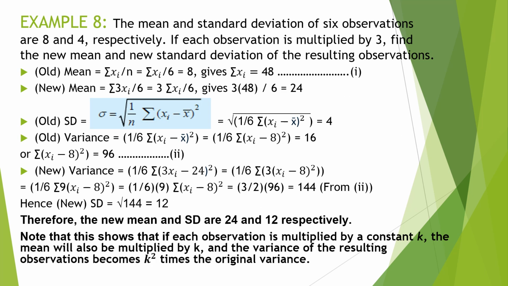Now example 8. The mean and standard deviation of 6 observations are 8 and 4 respectively. If each observation is multiplied by 3, find the new mean and new standard deviation. Now for the old mean, it is sigma xi by n.